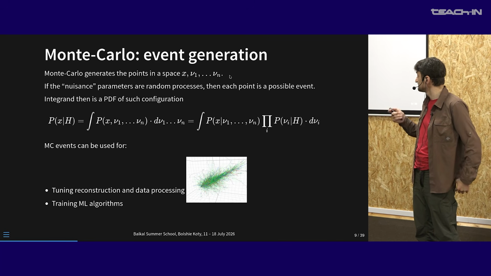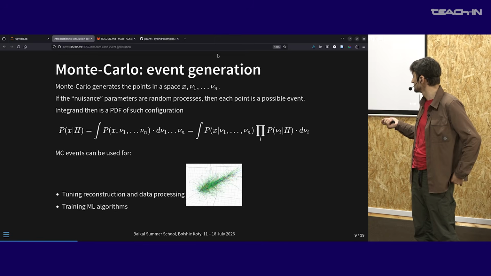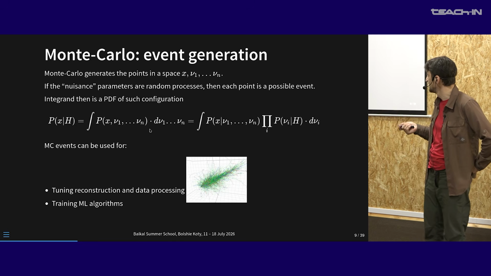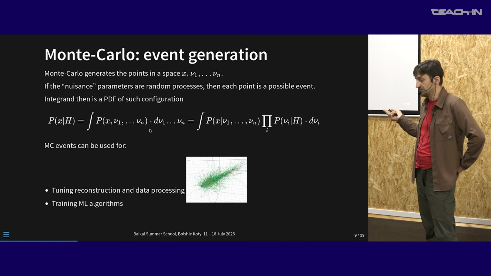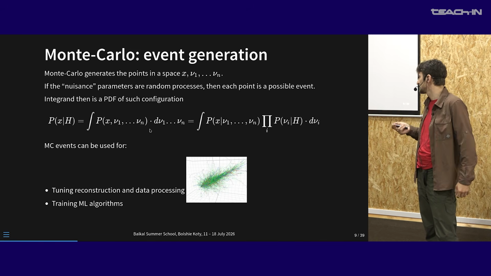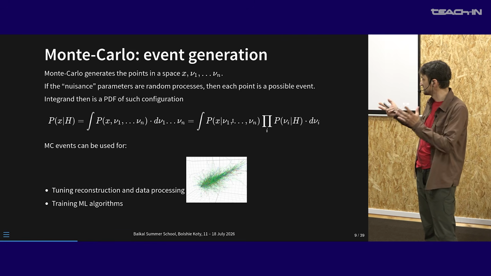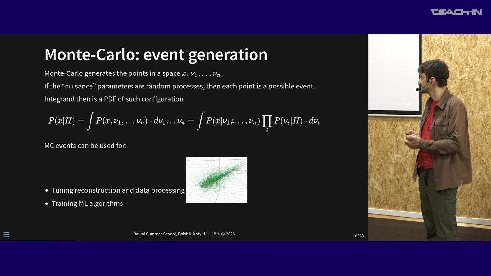And the integrand of our likelihood function becomes a probability density function for this. And if we sample it correctly, we get these complicated simulated events, which can be used for many things.